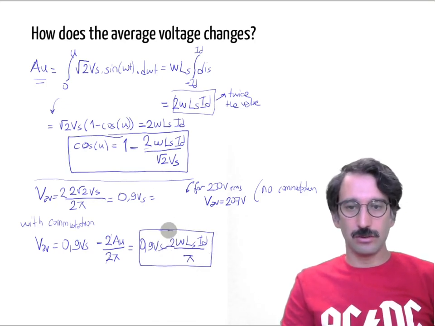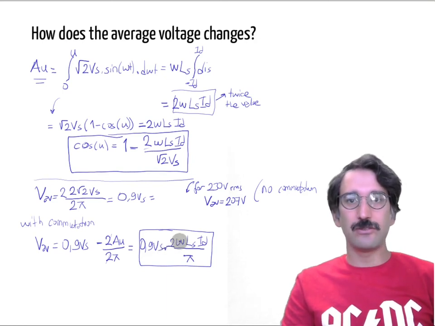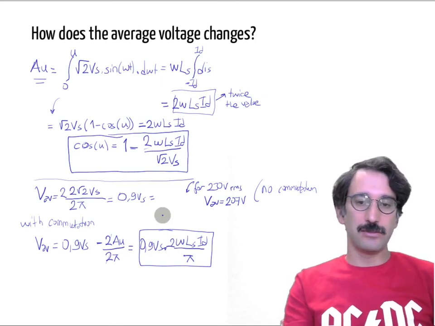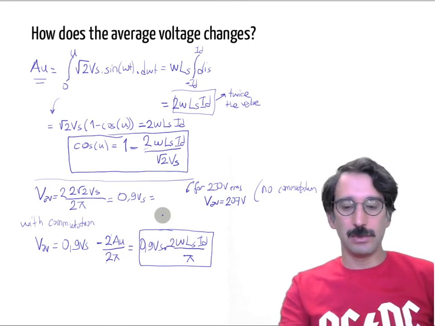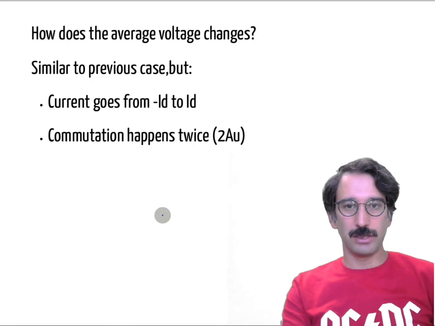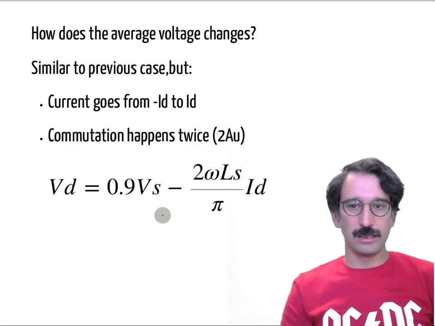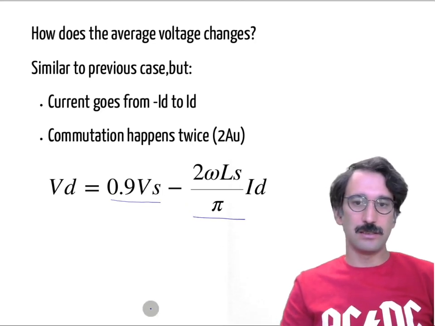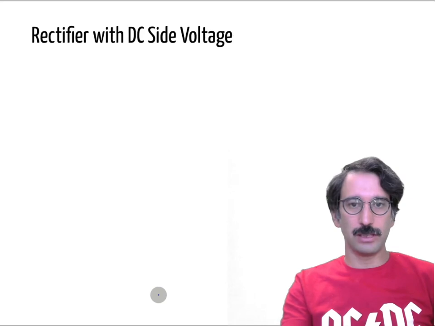So with the full bridge rectifier, basically I have an increased reduction, so I will have less voltage because that phenomenon happens not once but twice in a full bridge. So I think this summarizes it. This is the voltage value without commutation, and this is the reduction due to commutation.